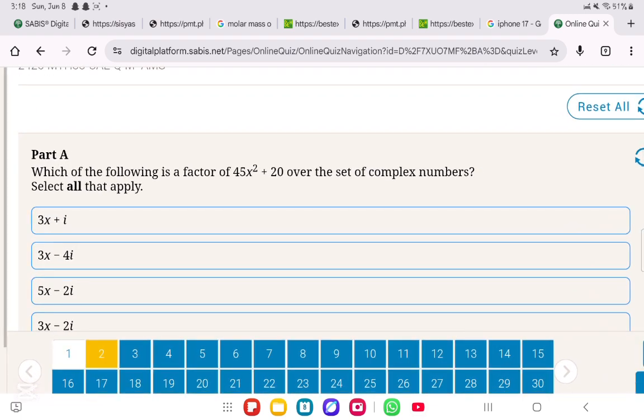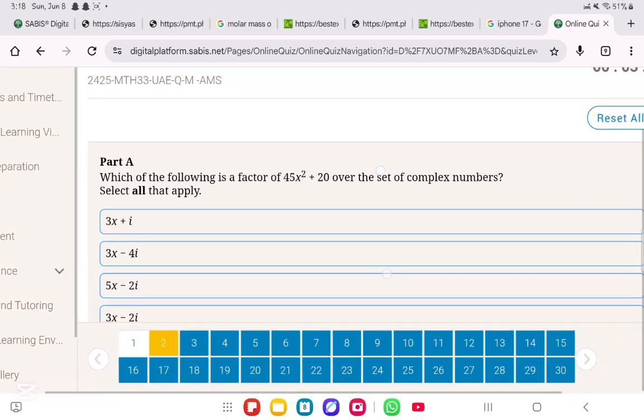Which of the following is a factor of 45x squared plus 20 over the set of complex numbers? Now, there are many ways to solve this. If you have the option on your calculator, you can do mod 5, 3. Okay, so if you do mod 5, 3, then you have A, B, and C. In part A, you would put 45. In part B, you're going to put 0 because you don't have anything in part B. And in part C, you would put 20.